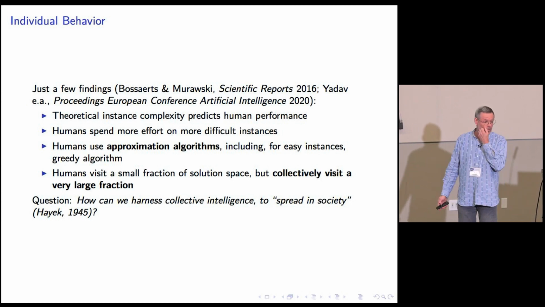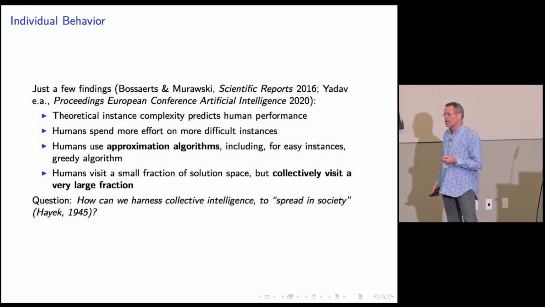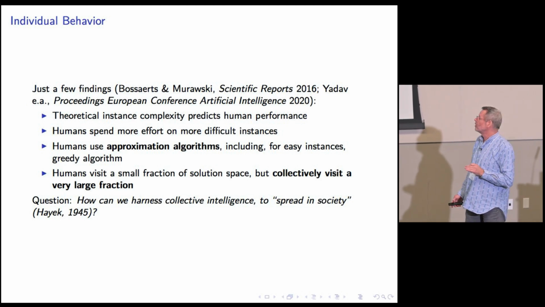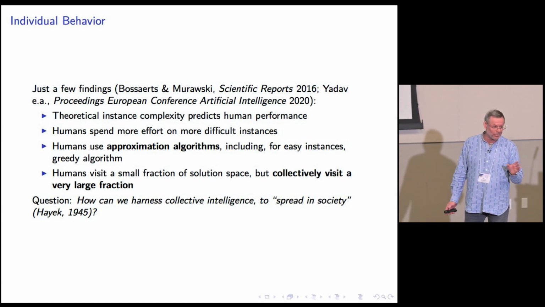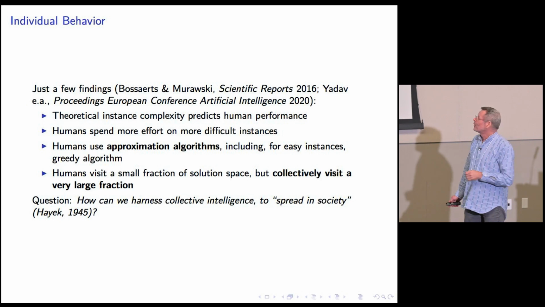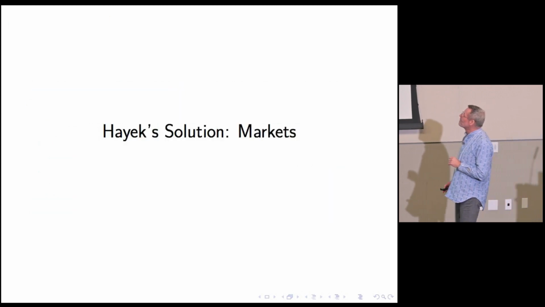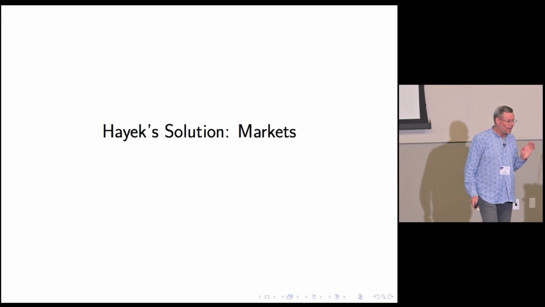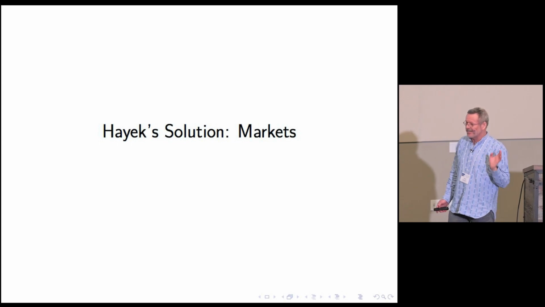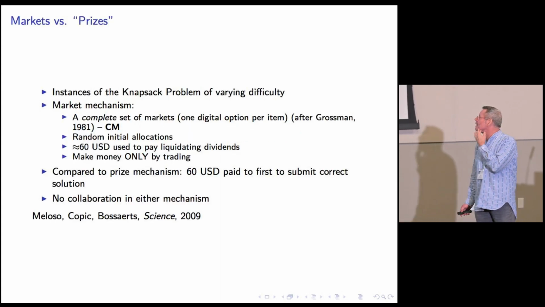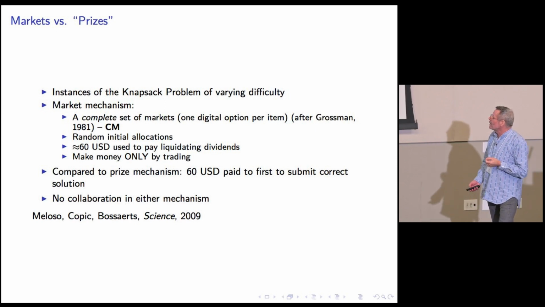So how can we harness collective intelligence to spread knowledge in society? And this is the title of Hayek's 1945 paper. The title is not how to spread information, but knowledge, solutions to these complex problems. By the way, all the math I'm talking about was not invented yet or discovered when Hayek wrote this. It is absolutely amazing when you read this article. So Hayek's solution is markets. And so, I'm an experimentalist. Let's try this, right? So with Deborah Miloso and Yadav at Caltech, we ran the following experiment.